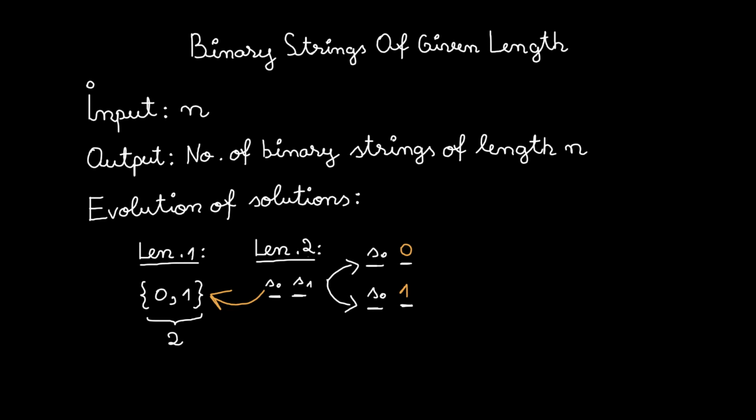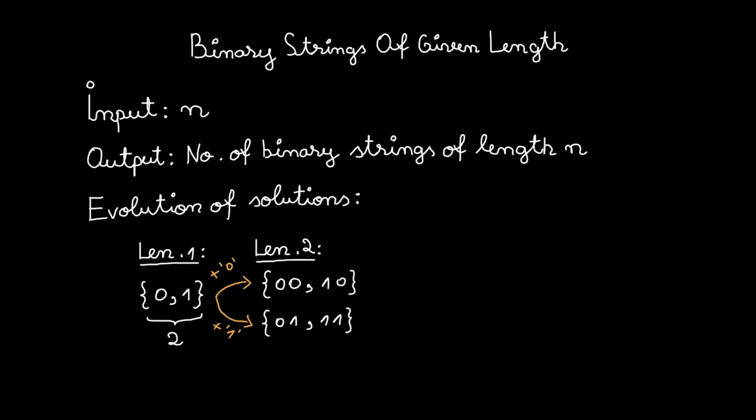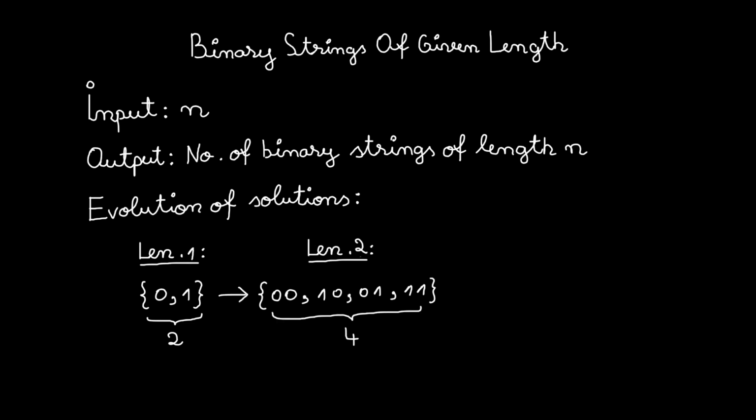In conclusion, in order to obtain the binary strings of length 2, all we have to do is pick each binary string of length 1 and push either a 0 or a 1 to the end of it. And here are all the binary strings of length 2. They are a total of 4.